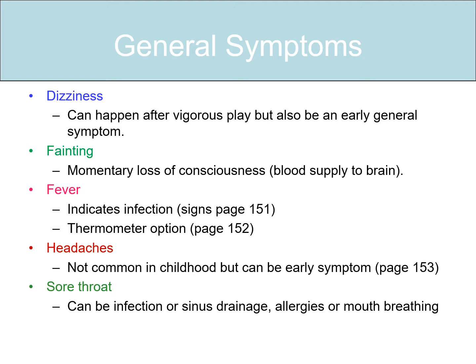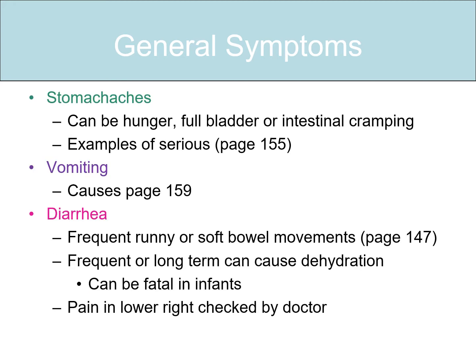Headaches, though not common in childhood, can be an early symptom of illness, and you can see more about this on page 153. Then sore throats. This can be infection or sinus drainage, which can be caused by allergies or even mouth breathing. Stomach aches could be hunger, a full bladder, or intestinal cramping, but there are some examples of when stomach aches can be serious on page 155. Vomiting is another general symptom, and some causes are on page 159.